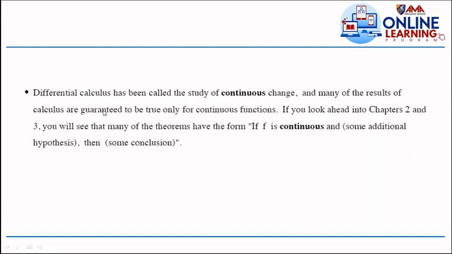Also, differential calculus has been called the study of continuous change. And many of the results of calculus are guaranteed to be true only for continuous functions. If you look ahead into chapters 2 and 3, you will see many theorems of the form: if f is continuous, then, with additional hypotheses, you can form a conclusion. So that's what it means. So how are we going to apply that?